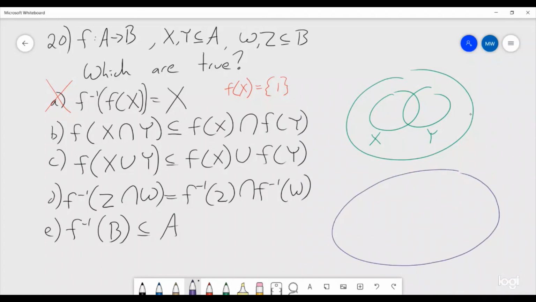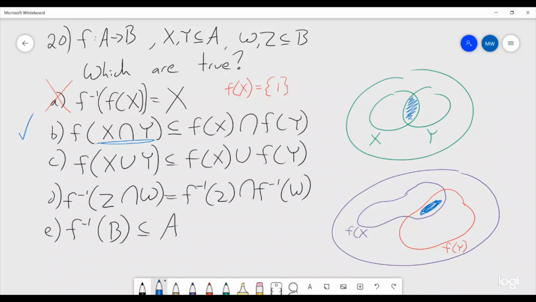So X is going to go to some image here. So this is going to be f of x. And then maybe y goes to this set f of y. If we are looking at the stuff that is in both x and y, we are looking at this part. If it's in x and it's in y, that means that space has to stay inside this region here, because it has to be in f of x and it has to be in f of y. So this one is going to be true. Just looking at the diagram, we're able to see that part. Do you see how that makes sense?